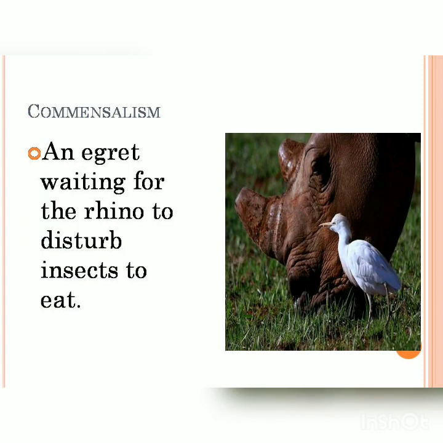Second example, the egret benefits as it waits for the rhino to disturb insects in the grass as it moves along feeding. The bird then catches the insects as they fly up. The rhino is not harmed and does not benefit from the relationship.